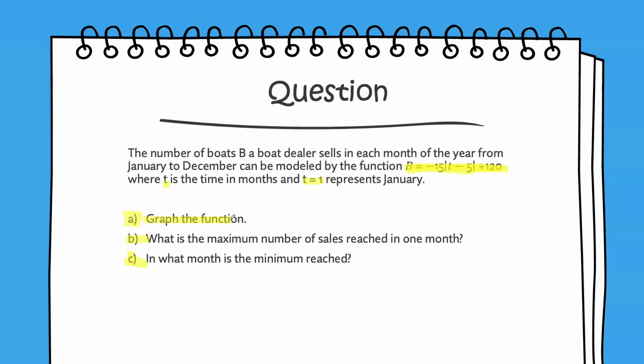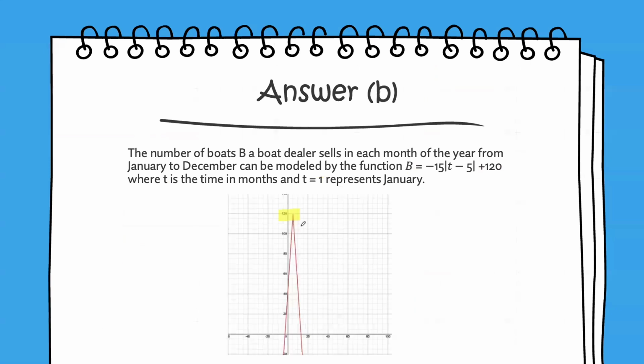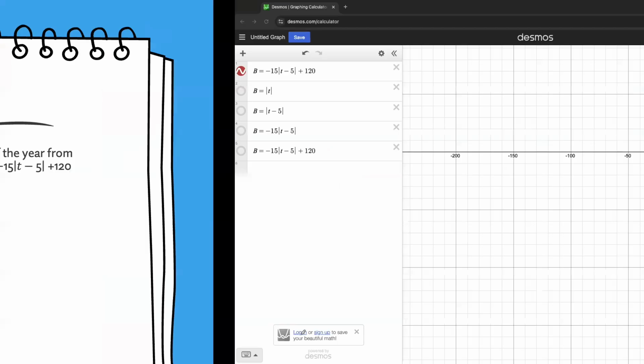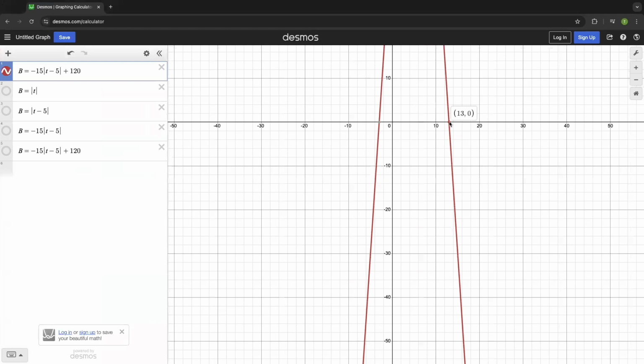Now that's part A done, graphing the function. From that graph, we need to find the maximum number of sales reached in 1 month. That's the highest peak we reach, which is obviously 120. That's the maximum number of sales reached in 1 month. And then part C was asking us, in what month is the minimum reached? As you can see here, we have 0 sales reached, and if you go back to our graph, that was around 13.